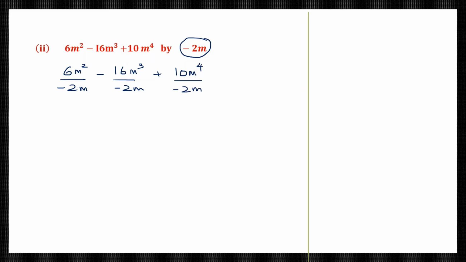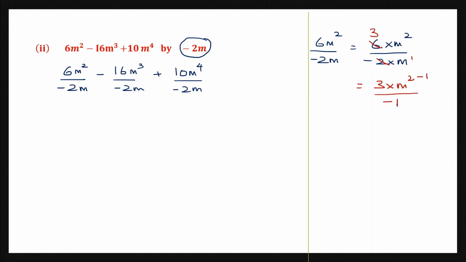So let's take the first one. 6m to the power of 2 by minus 2m will become 6 into m to the power of 2 by minus 2 into m. We'll cancel 2 and 6. 2 3s are 6. So now this becomes 3 into m to the power of 2, and here we have 1, so minus 1, and down we have minus 1. This is removed because we've taken it up.